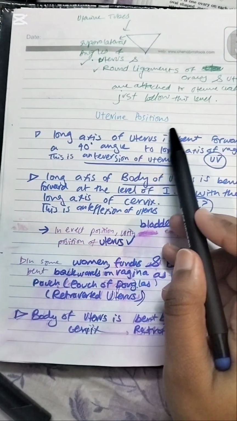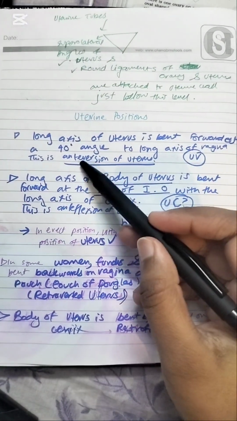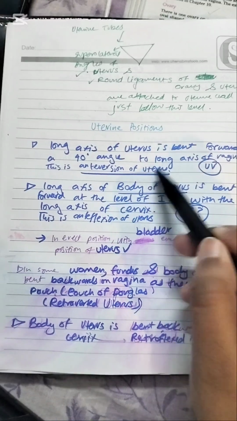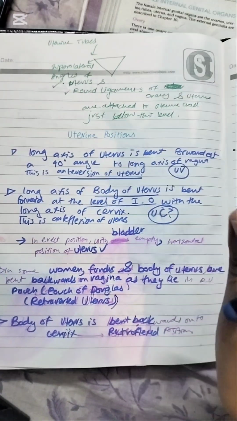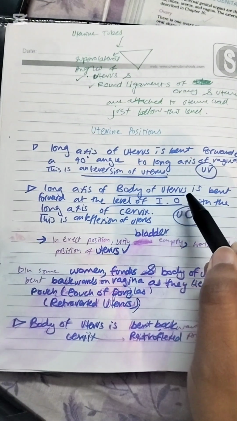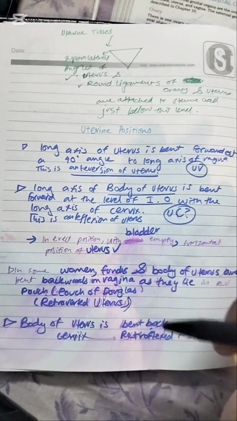Now let's talk about the positions of the uterus. The long axis of the uterus is bent forward at a 90-degree angle to the long axis of the vagina. This is the anteversion of the uterus. This is the most normal and most common position. And anteflexion is the kind of position in which the long axis of the body of the uterus is bent forward at the level of the internal os with the long axis of the cervix.